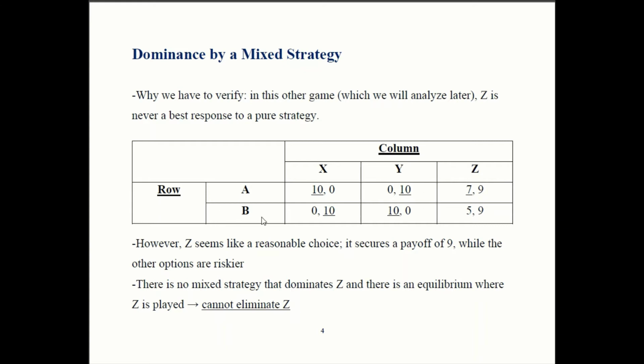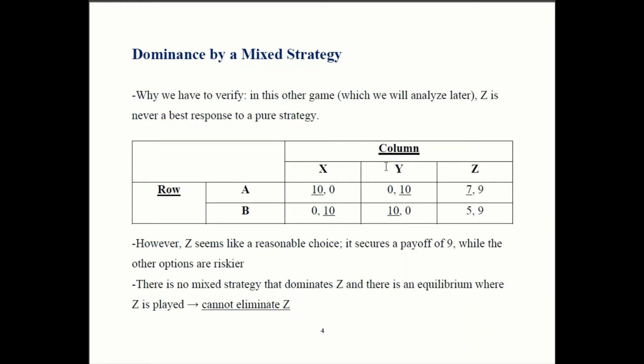If row is playing B, column's best response is to play X. X gets them 10, whereas Y and Z give them 0 and 9, and both of those are worse. So Z is never a best response. You look at the best response analysis for row. So if column is playing X, row would prefer to play A and get 10. That's why I got an underline. That's better than getting 0 from B.